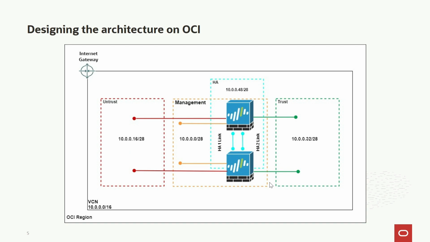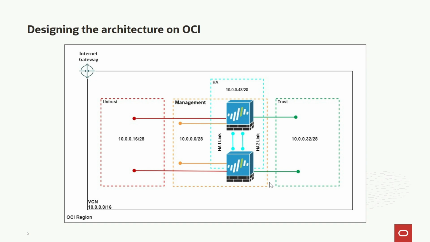Next, we are designing the architecture on OCI. First, we have created a VCN of /16 on an OCI region. Then we have created 4 separate subnets for each interface.